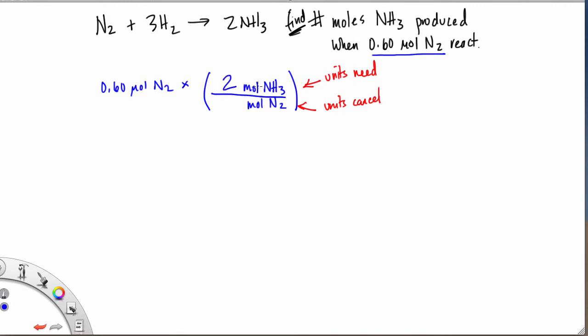So that goes in my conversion factor in the numerator. And there's 1 mole of nitrogen in my balanced chemical equation. So that goes in my denominator. So remember that these numbers come from the balanced chemical equation. That's why having that balanced chemical equation is so important. So I have my problem set up. All I need to do now is do the simple math. And this is 0.60 times 2, which is 1.2 moles of ammonia.